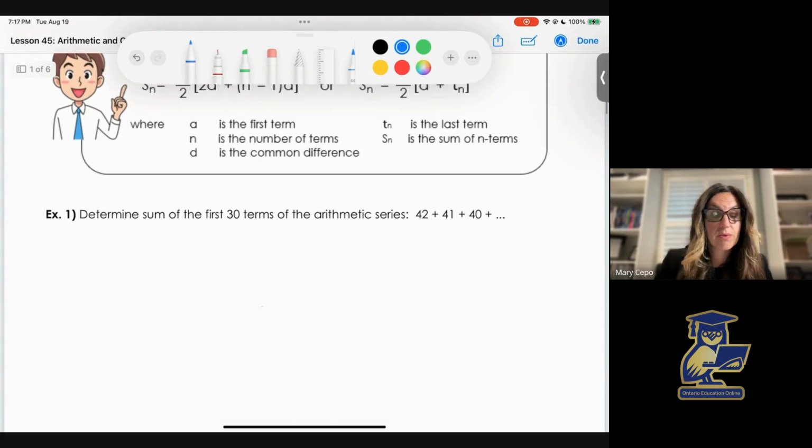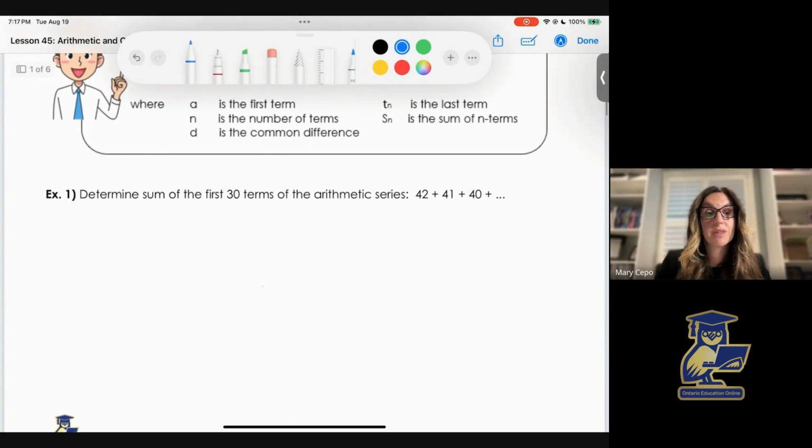Okay, looking at example 1, we need to determine the sum of the first 30 terms of the arithmetic series 42 plus 41 plus 40. So in this case, we're only given that first term. We're not given the last term. So we're going to use the first version of the sum of an arithmetic sequence.